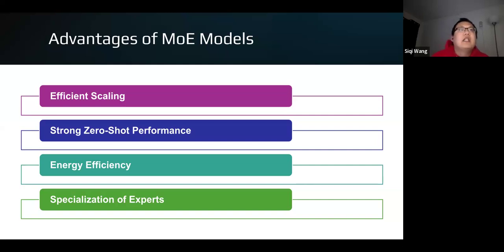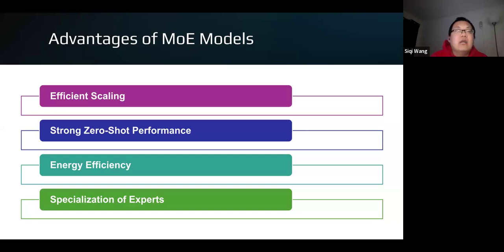The first advantage is efficient scaling. MOE models enable training of more parameters while keeping extra computation costs very low. They match the performance of dense models, but require 4 to 6 times less compute. And this makes it feasible to train and deploy larger, more powerful models without very high hardware cost.